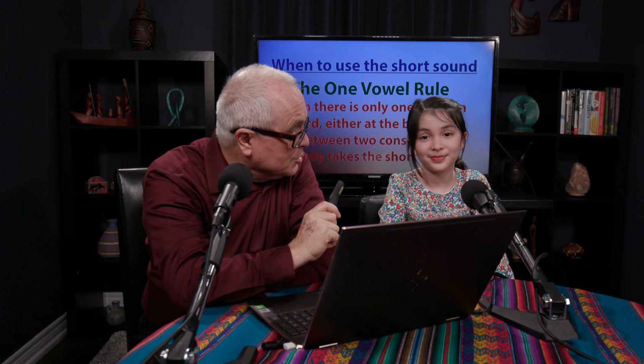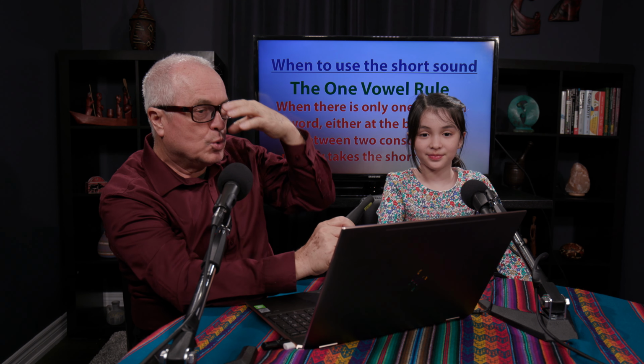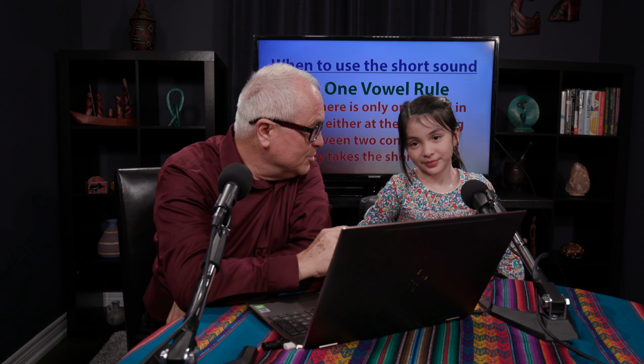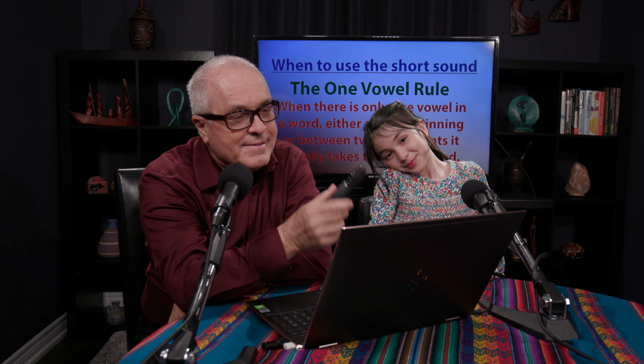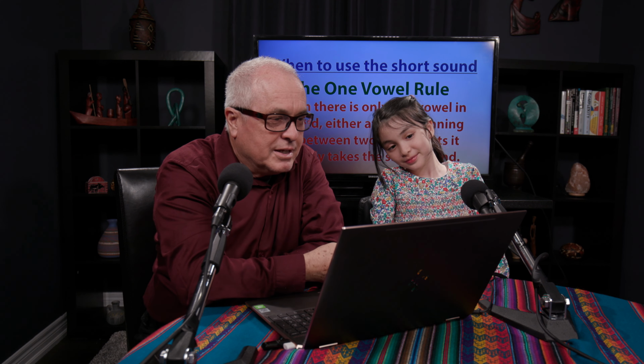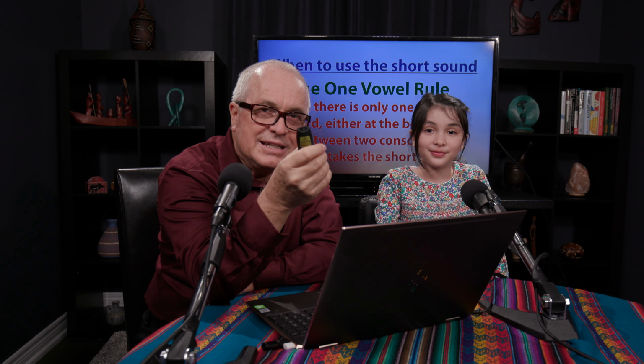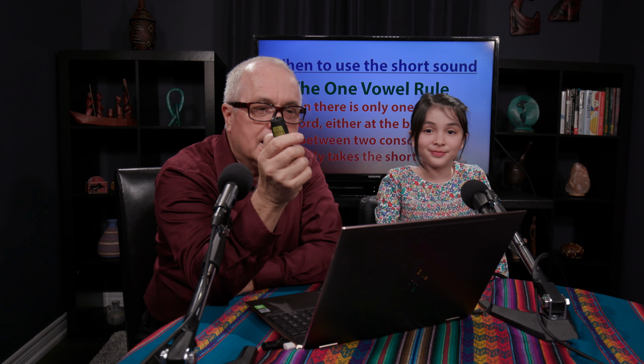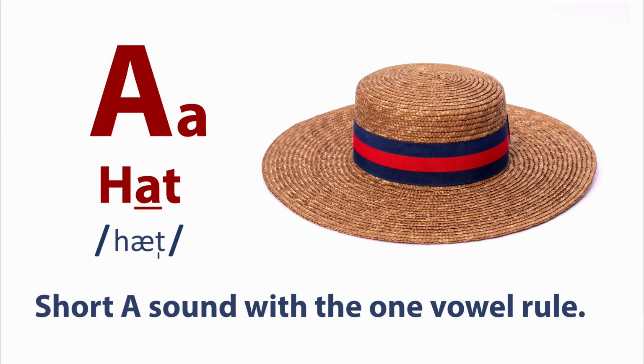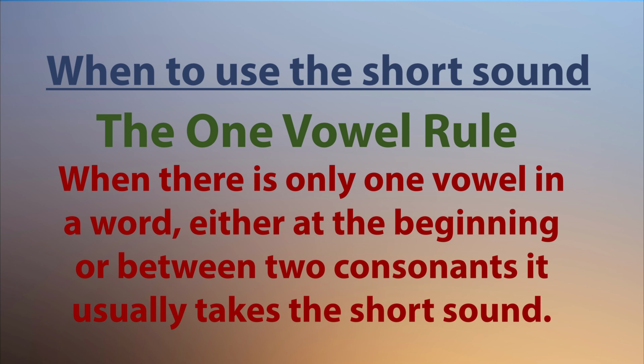What about some rules to help us know when to use the short sound. Have you learned any rules like that at school? No. No, you haven't? Okay, well, I found some, and so let's learn them together. When there's only one vowel in a word, either at the beginning or between two consonants, it usually takes the short sound, like hat. So, what's the rule? When there's only one vowel in a word, whether it's at the beginning or between two consonants, it usually takes the short sound.